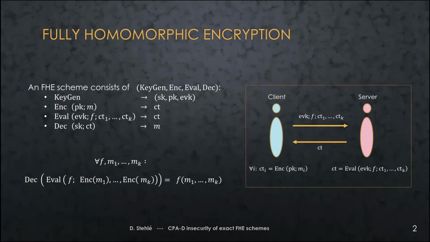So you have a client which has some messages, the m_i, and the client wants to delegate some computation to a server. And the way the client delegates the computation is by sending encryptions of the m_i, so these are the ct_i, a circuit or a function F, and some evaluation key. And then the server can compute on the ciphertexts based on the evaluation key and the circuit, and sends back a ciphertext that hopefully decrypts to F evaluated on the m_i.